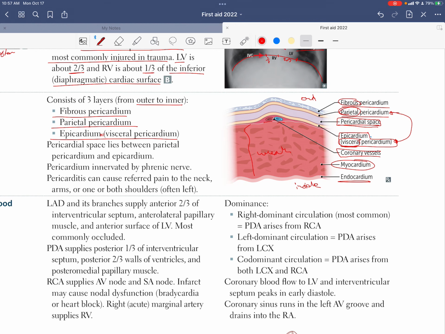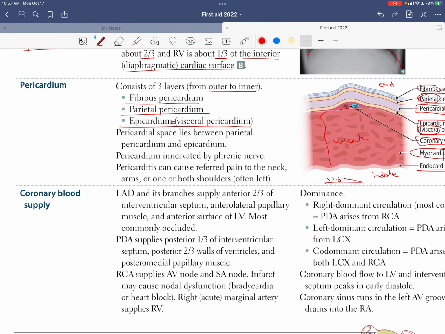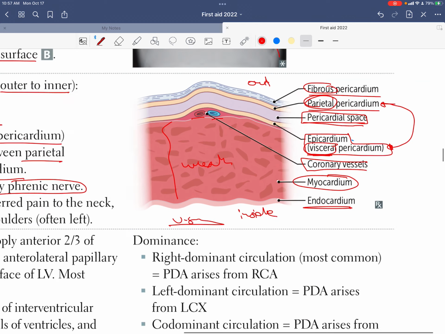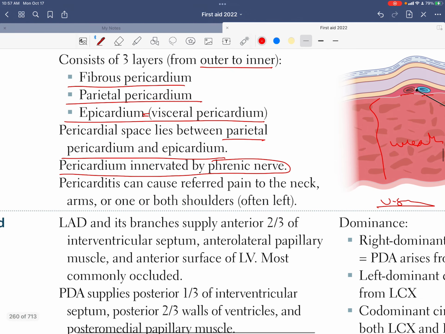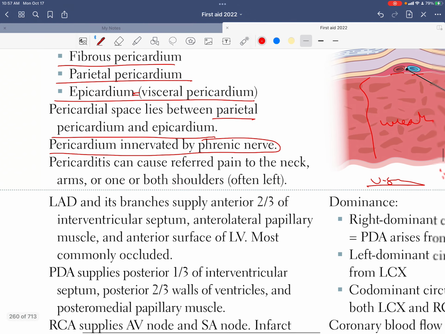This is all muscle, and then the endocardium, that is the closest part to the interior of the heart. So the pericardial space lies between the parietal pericardium and the epicardium. The pericardium is innervated by the phrenic nerve. So all of the pericardium is innervated by the phrenic nerve.